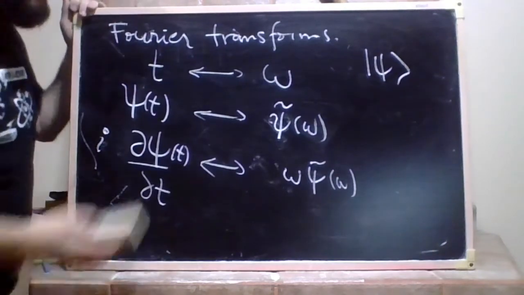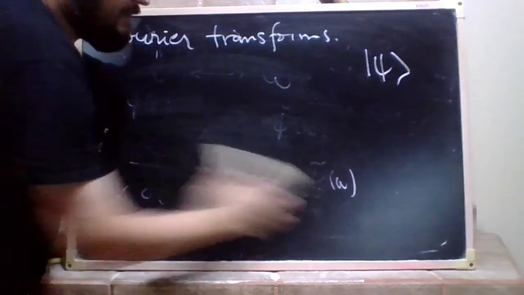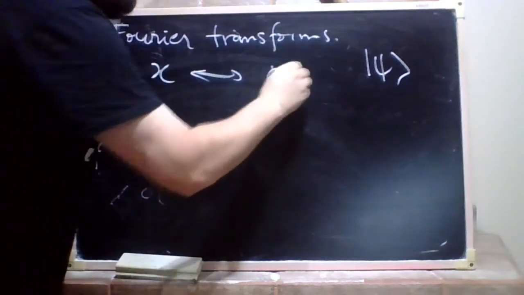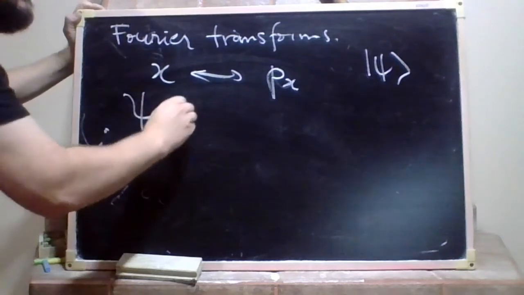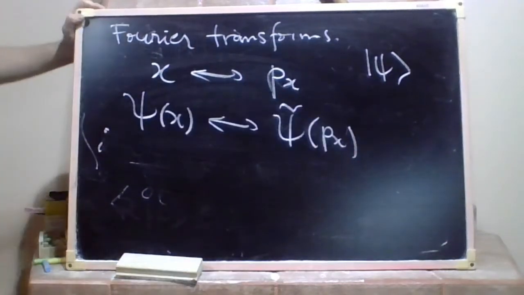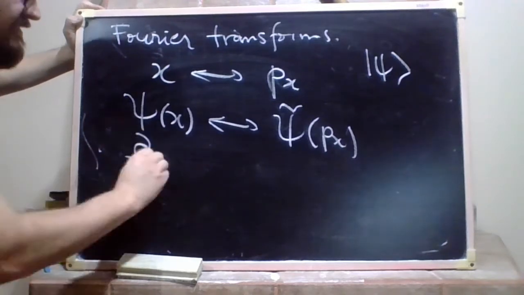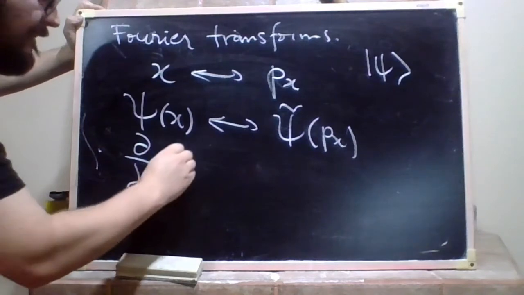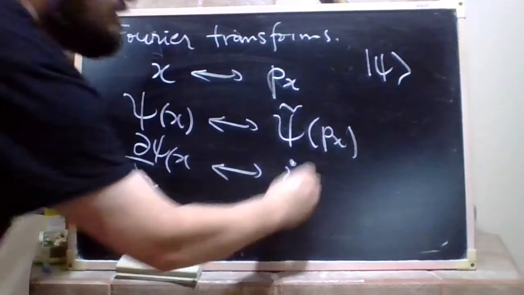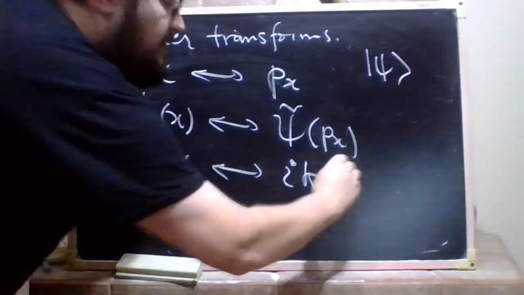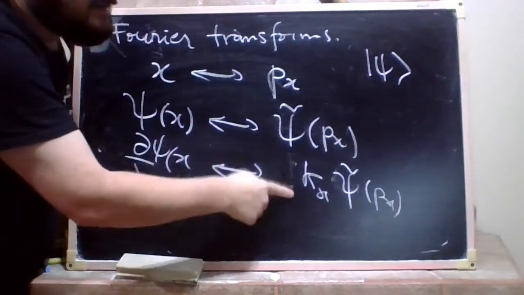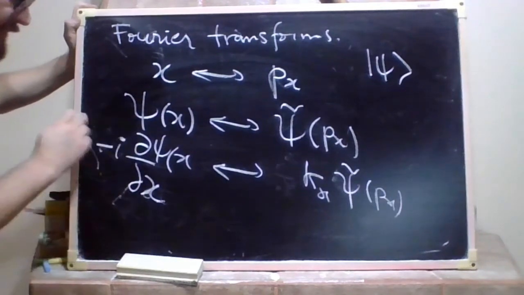Also for momentum, you can do the same thing. Momentum and position are dual spaces in quantum mechanics. So if you have a function of position here, you will have a function of momentum in the dual space. And for a space derivative here, the d/dx of the function psi of x will correspond to an imaginary unit times k times the Fourier transformed function. So if you want to eliminate the imaginary unit from here, you multiply the whole equation by minus i, and that's it.